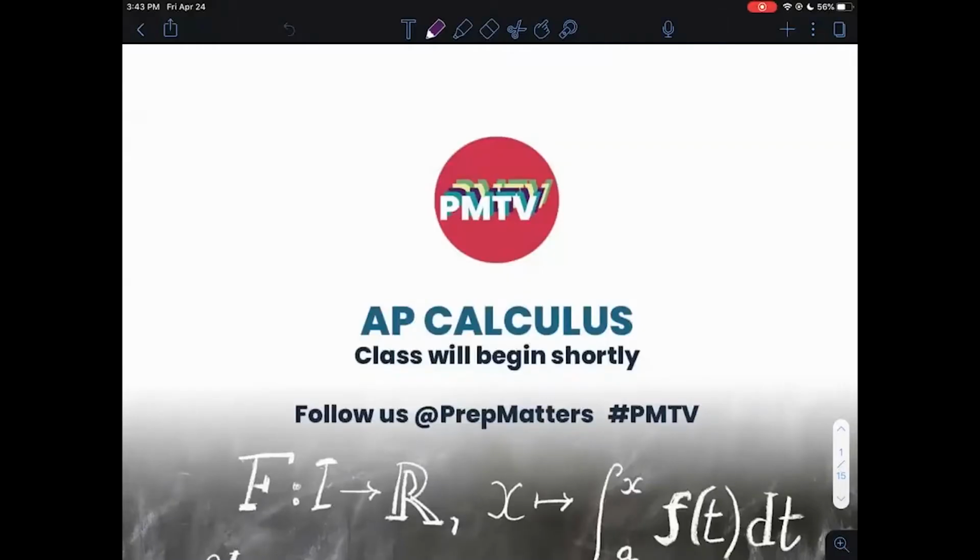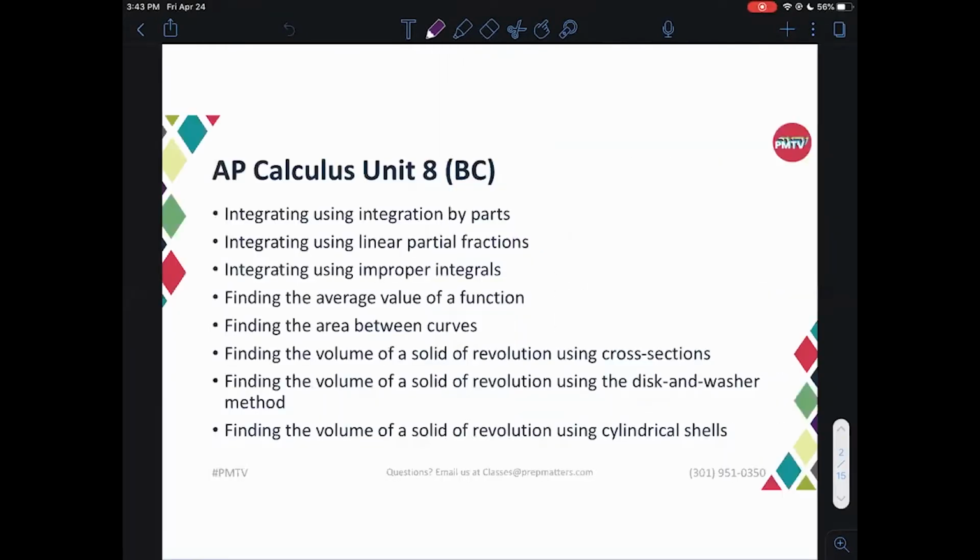All right, so let's go ahead and jump right into what we are going to look at today. Again, this is BC material this year. This is kind of a mixture of AB and BC material in typical years. The first three things that we're going to look at today, integration by parts, partial fractions and improper integrals, are always BC topics. It's generally the end of unit 6 on an AP curriculum. This is always purely BC.